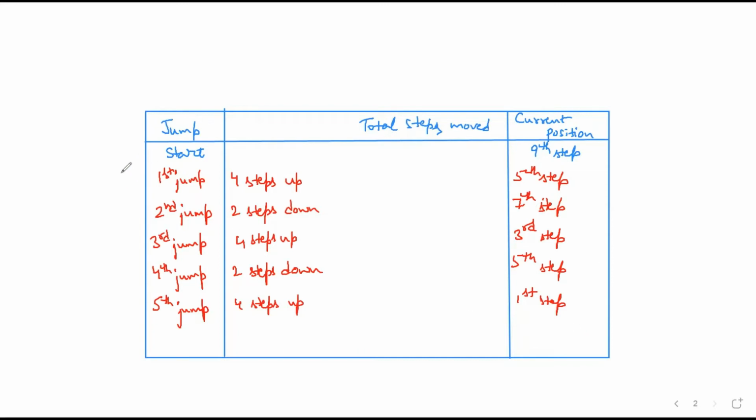Now the second part was asking how many jumps he is taking to reach back. So how many jumps is he taking? You can check, 5 jumps. The answer of the second part would be 5 jumps. I hope this is also clear. Let's see the third part now.